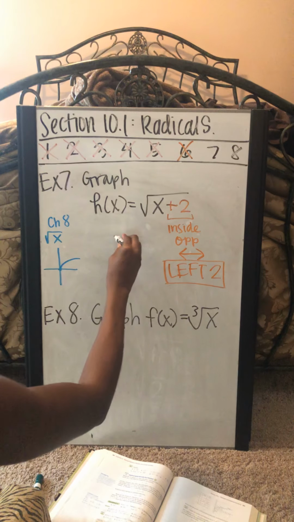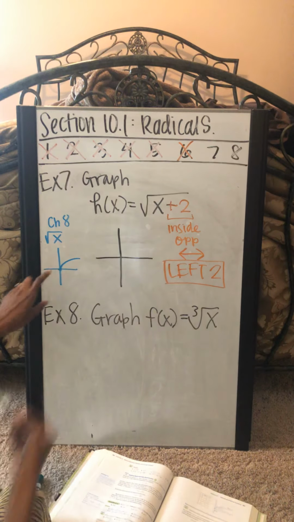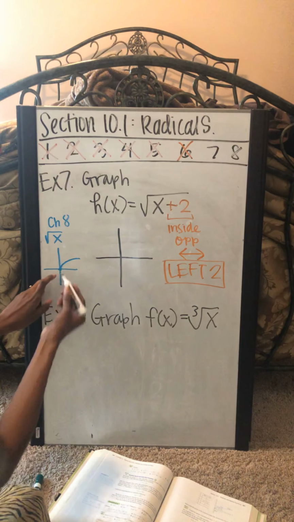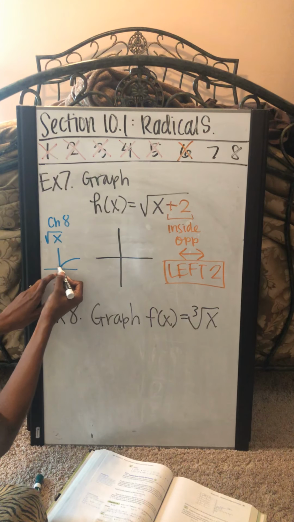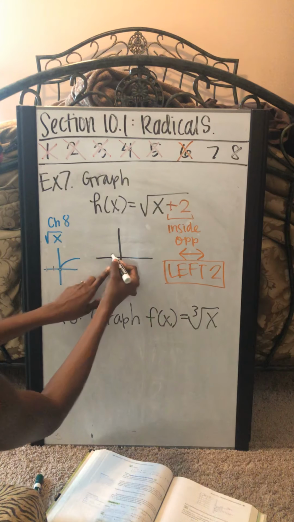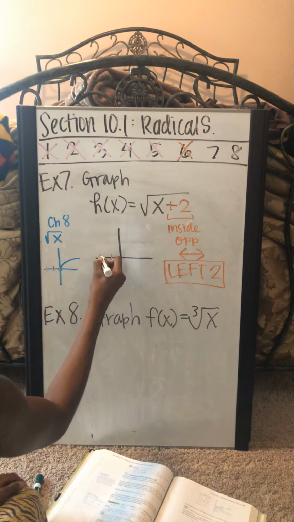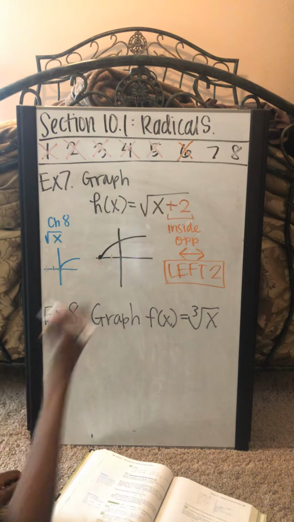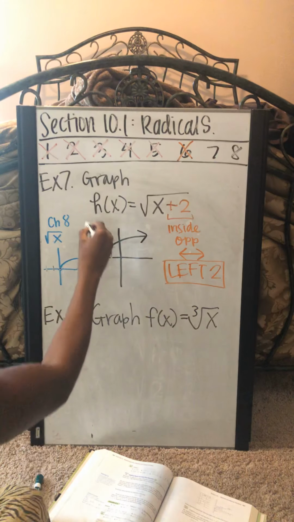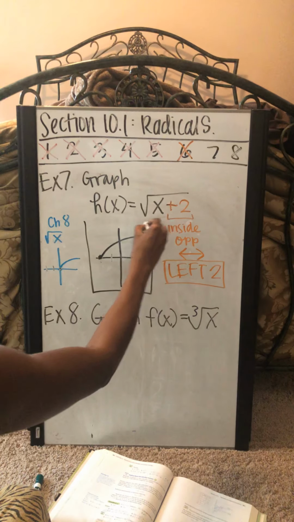So as long as you know that it's going left 2, you should be pretty solid on your homework. So now, when we graph this, we're going to graph this exact same thing, except instead of starting at 0, 0, we're going to move to the left 2, okay? So I move to the left 2, and then I'm going to draw the exact same picture, okay? So this would be the answer.